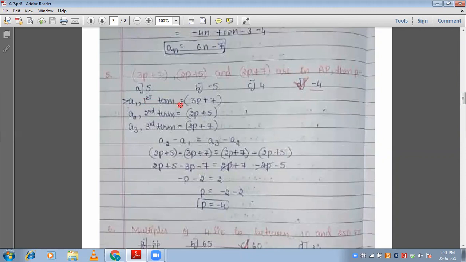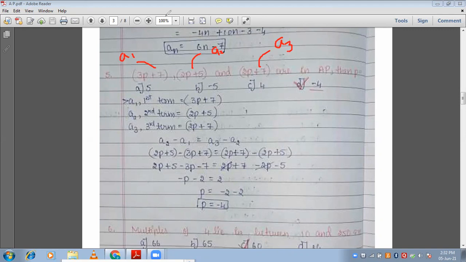So consider your first term, this is the first term A1, this is the second term A2 and this one is the third term A3. So A2 minus A1 is equal to A3 minus A2. Now substitute the values of A2, A1, A3, A2. A2 is 2p plus 5 minus A1, which is 3p plus 7, equal to A3, which is 2p plus 7 minus A2, which is 2p plus 5.